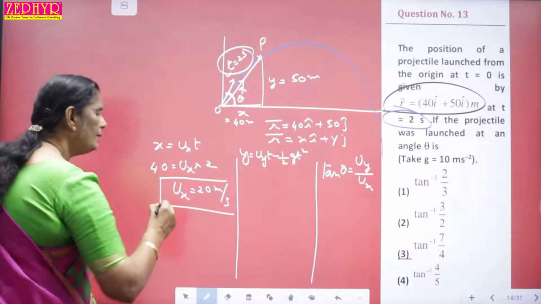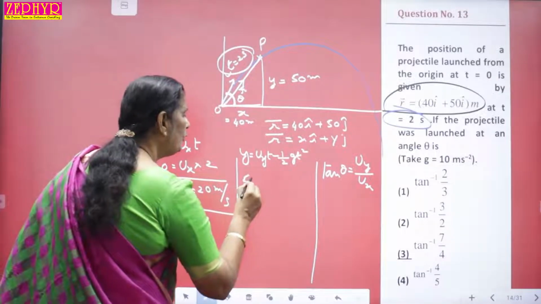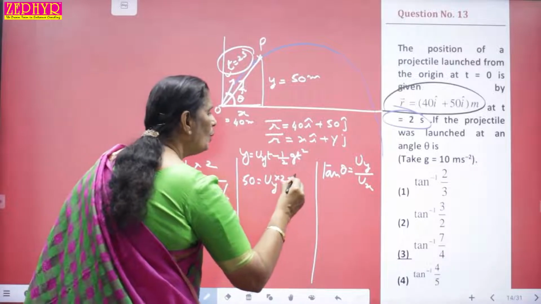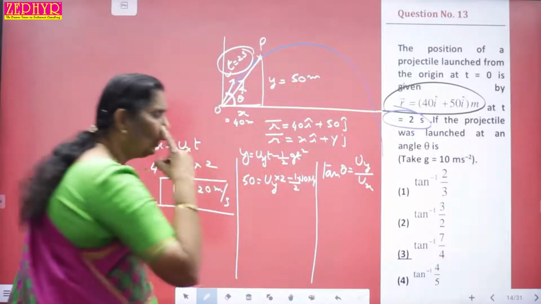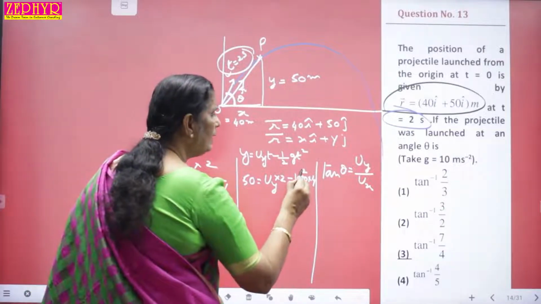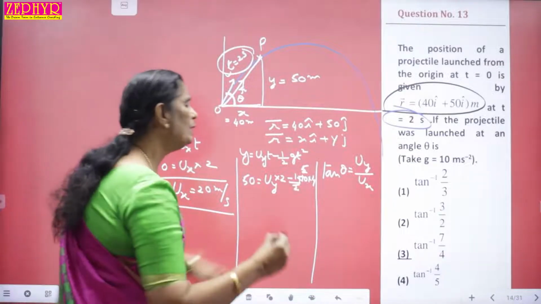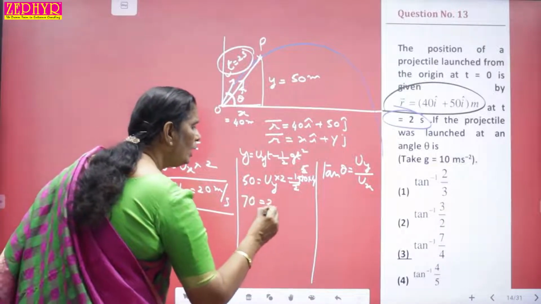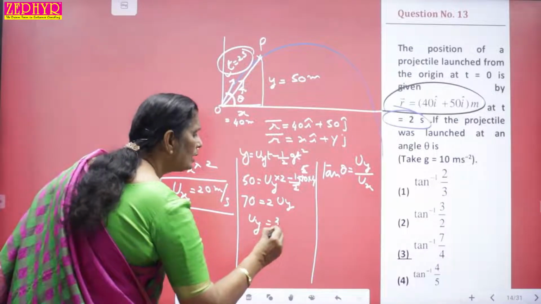Okay. In the similar manner, we'll substitute the value of y. Y is 50. To find uy, time is 2: uy into 2 minus half into g, taking 10, into 2 into 2, 4. Okay. So then this becomes how much? This gets cancelled, 20. 20 is coming to this side. 50 and minus 20, so coming here, 70 will be 2 into uy. So your uy will be equal to 35.